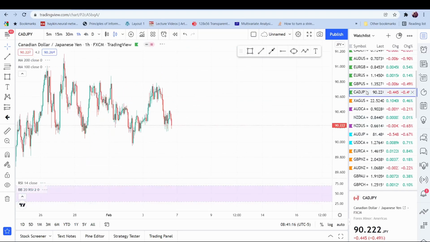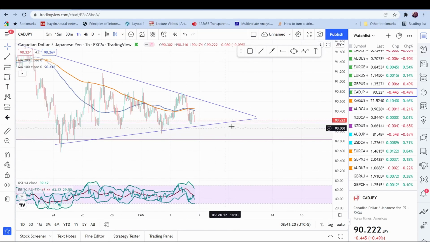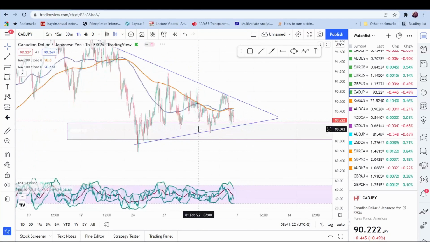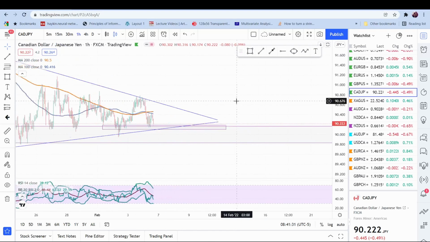So something such as the CAD, Japanese yen, I'm not too particular in entering anything new in terms of a bias, building a bias of buys against the yen just because we do have that USD uncertainty.